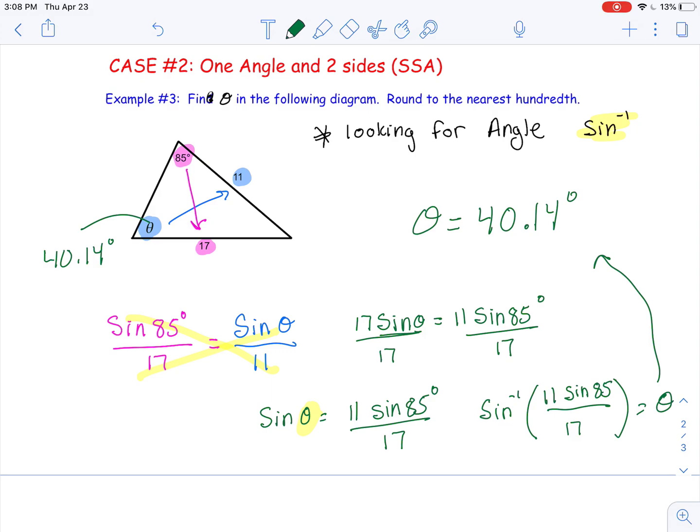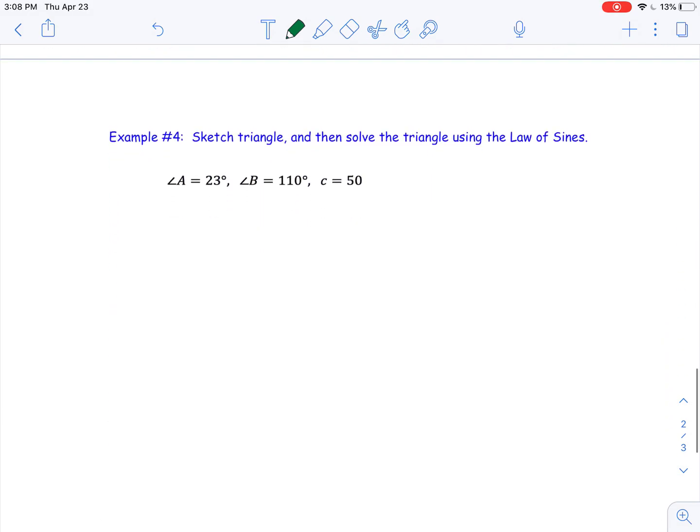And we just have one final problem. It says sketch a triangle and then solve for the triangle. So remember, to solve for a triangle, that means we want to find all of our angles and all of our sides. So if we look at this triangle, angle A is equal to 23. Angle B is equal to 110. Angle C, we don't know. We're going to find that. Side A, we don't know. Side B, we don't know. And side C is equal to 50. So we have three things that we need to solve for. We need to solve for angle C, side A, and side B.